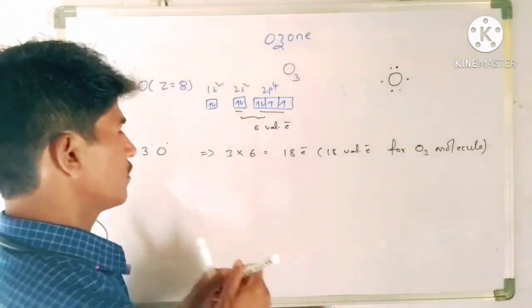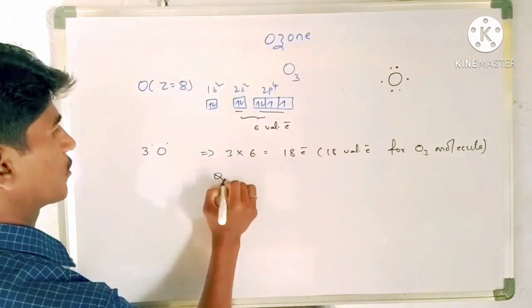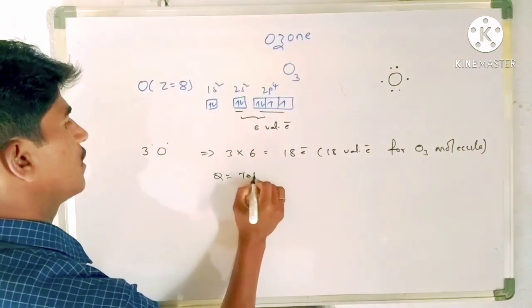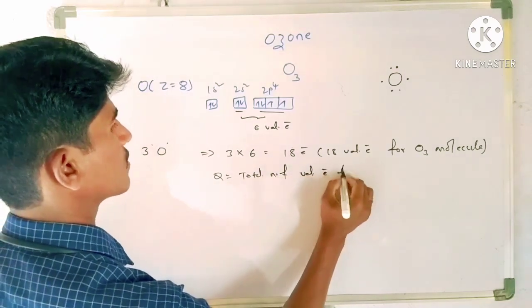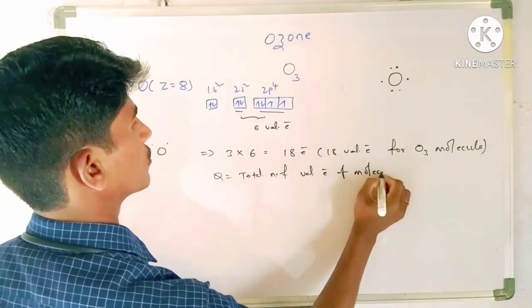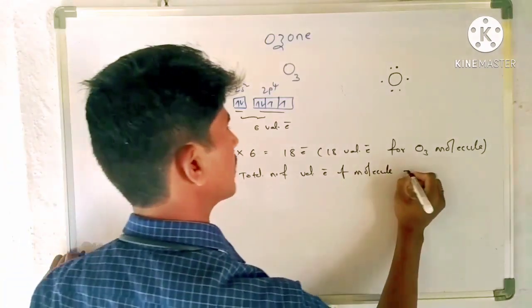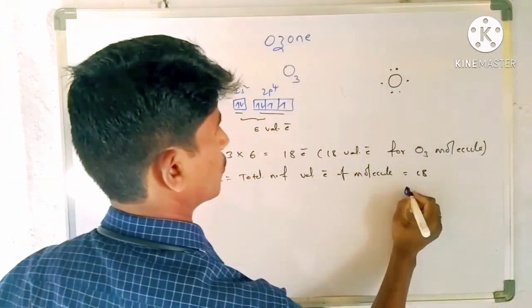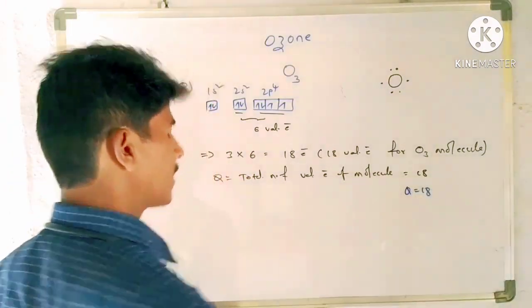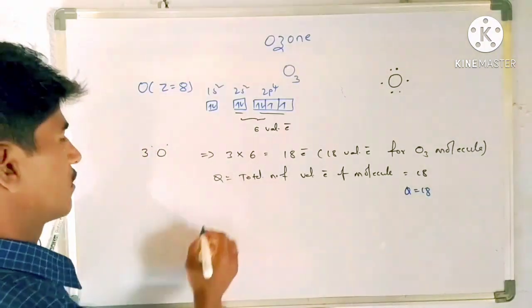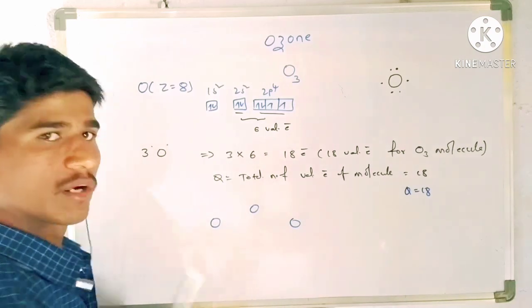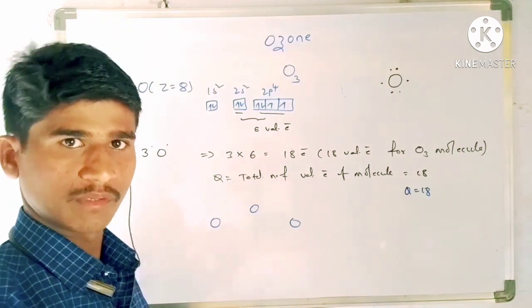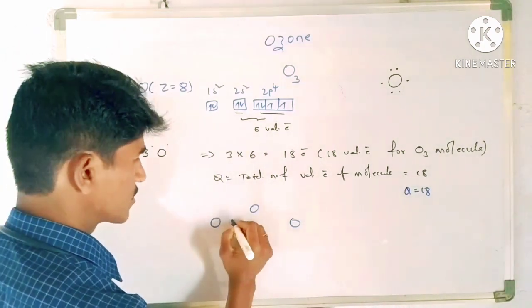We call this Q. Now Q is equal to the total number of valence electrons of the molecule, that is equal to 18. So Q equals 18. Now 3 oxygens are there: 1 oxygen, 2 oxygens, 3 oxygens in ozone. Now we have to form a molecule. We have to write Lewis structures.